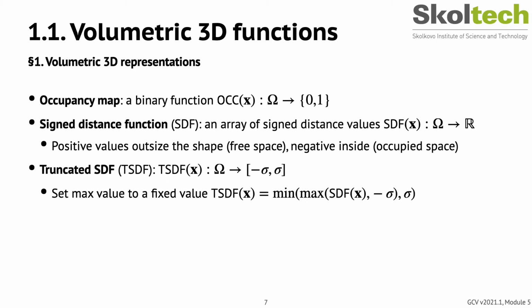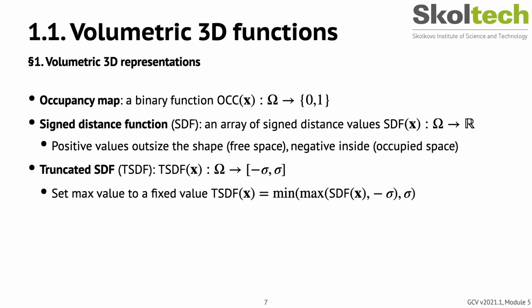There are a number of ways we can represent volumetric 3D functions. One of the ways would be to store just an occupancy map, which is a binary function that maps each 3D location to a binary value, and the meaning of the binary value is to indicate whether the particular 3D point is inside or outside of the 3D shape.